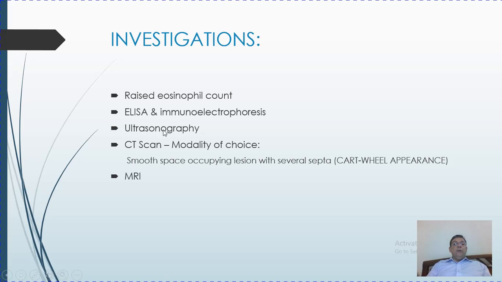Ultrasound, of course, is imaging, and CT scan is said to be the modality of choice. MRI is not as freely available at this point in time as CT, so CT still remains the modality of choice for hydatid liver disease, and it shows a smooth space occupying lesion with several septa, which is known as a cartwheel sign.